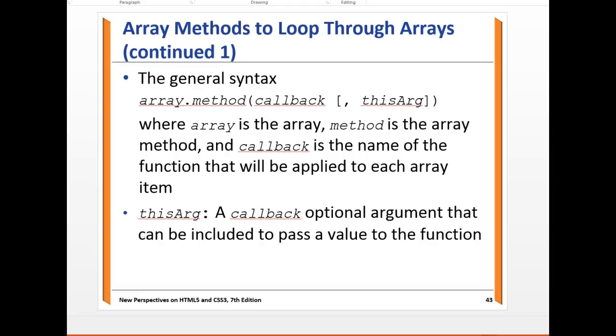The first is the general syntax. We have array.method(callback, arg). Here array is the array, method is the array method, and callback is the name of the function that will be applied to each array item. So this is the name of the function that is being applied to each of the array items. And arg is an optional argument that can be included to pass a value to the function. So this is optional in this case.